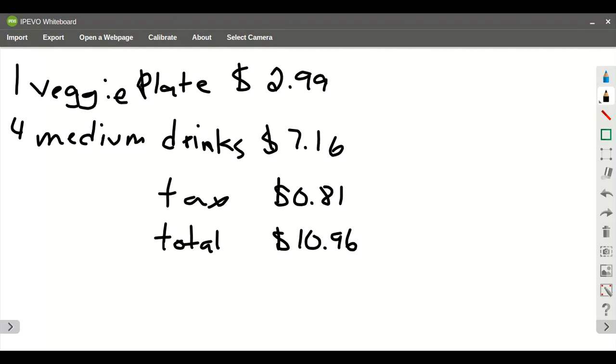All right. So the first thing that we're going to do with this lesson is we're going to look and review on how to divide decimals by a whole number. So we're going to review the standard algorithm.